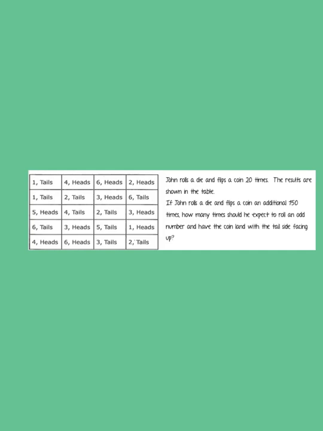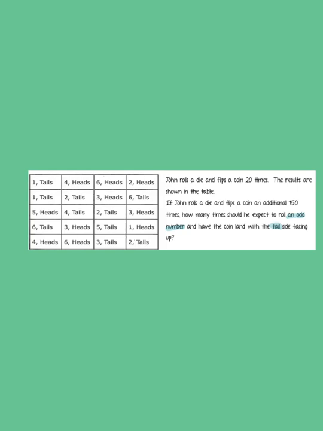John rolls a die and flips a coin 20 times. The results are shown in the table. If John rolls a die and flips a coin an additional 150 times, how many times should he expect to roll an odd number and have the coin land on the tail side facing up? So I'm talking about getting odd and tails.